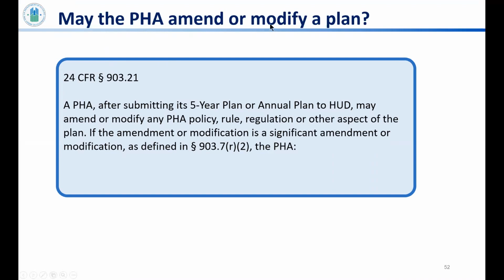Now the PHA plan can amend or modify a plan. You submit a 5-year plan where you're saying, well, a lot of things have changed. We're shifting goals. We're doing things. So there is a regulation, 24 CFR 903.21, that shows you can amend or modify your PHA policy, rule, or regulation if the amendment or modification is a significant amendment or modification as defined in 903.7R2. That is what you would refer to if you had a question about the significant amendment.